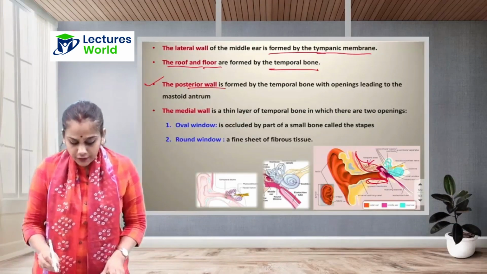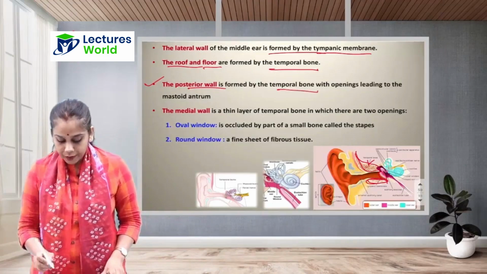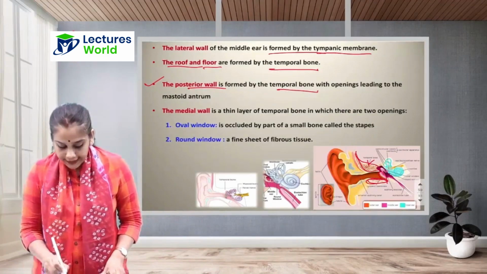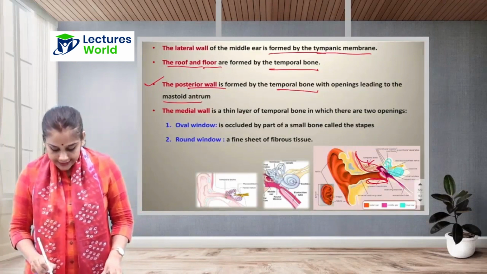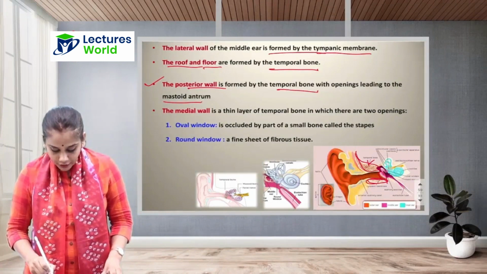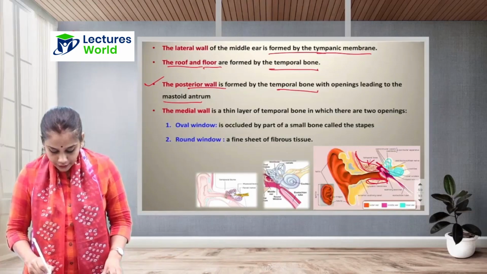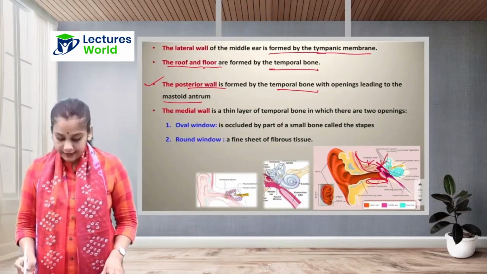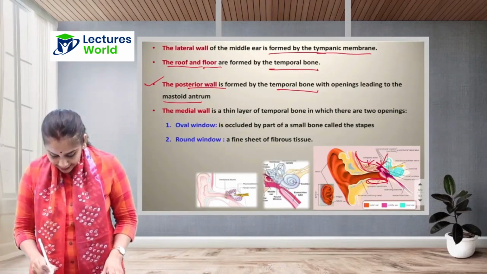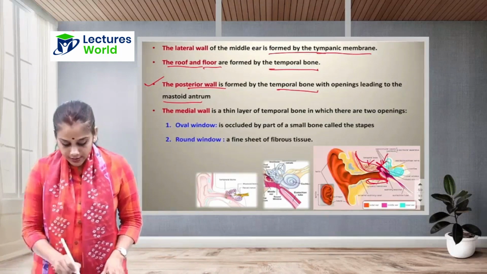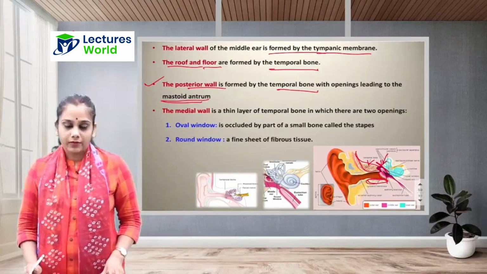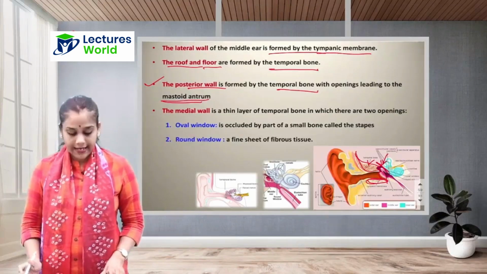The posterior wall is formed by the temporal bone with an opening leading to the mastoid antrum. You can see this is the posterior wall. Here there is a posterior wall which contains the temporal bone, and the mastoid antrum, the antrum of the mastoid bone.